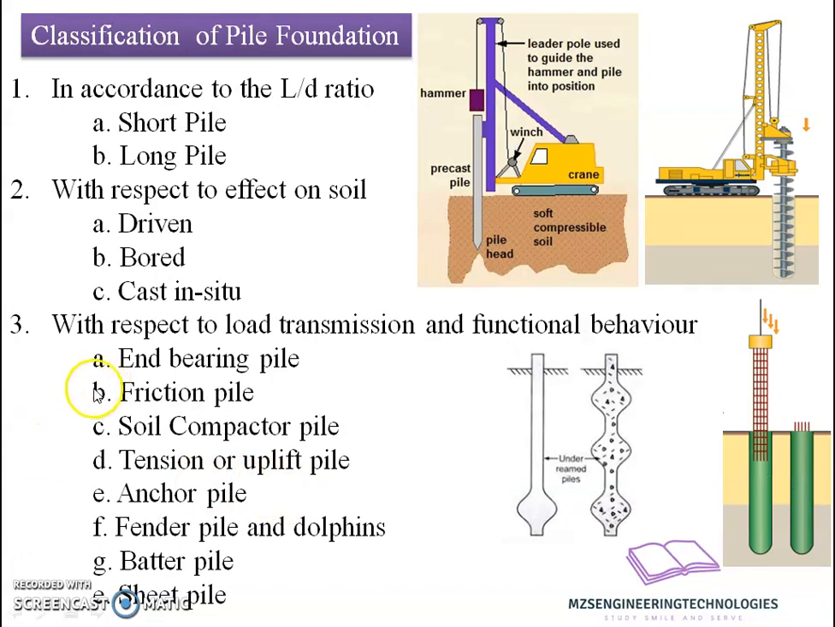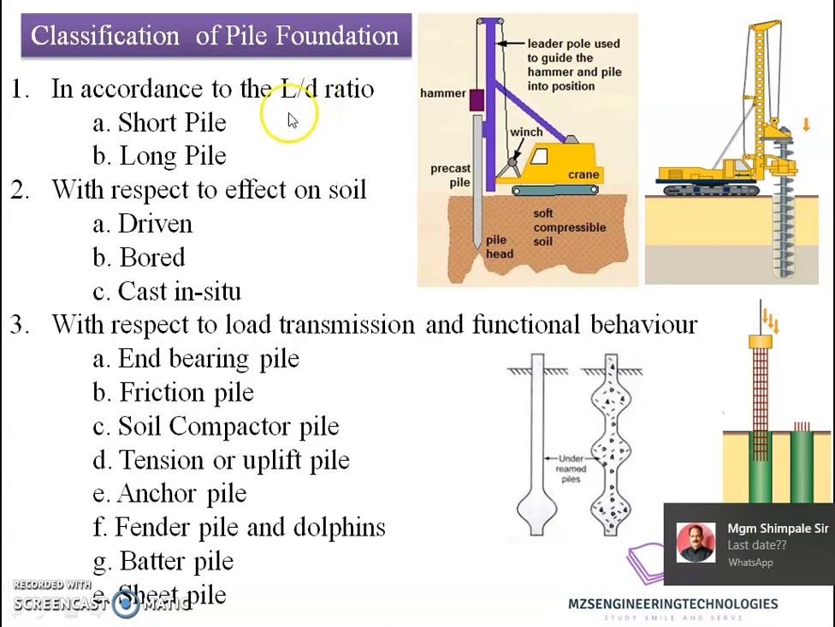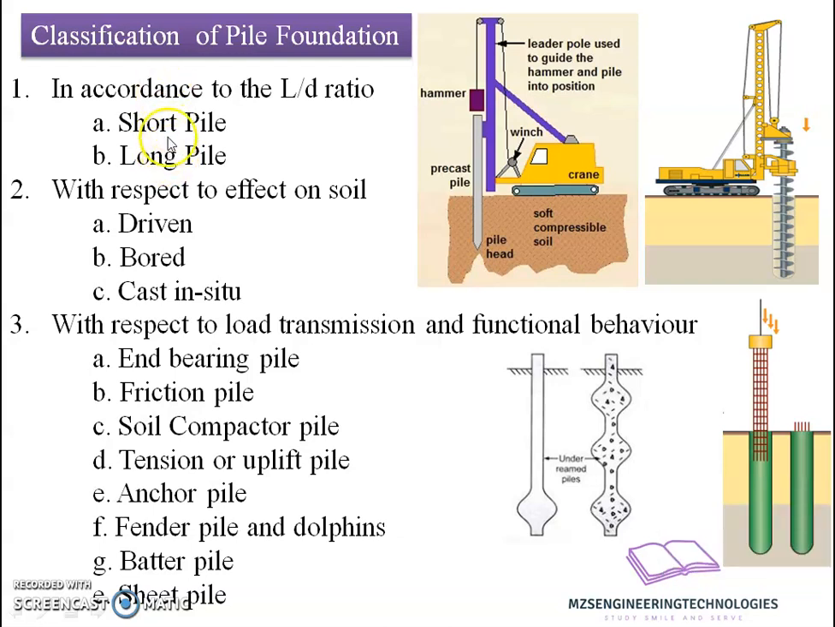So let's go towards the classification of pile foundation. The classification of pile foundation is done under various heads. The very first is in accordance with the length to depth ratio, where depth is the dimension of the member and length is the total length of the member. So the slenderness ratio has a big role in classification. The short pile and the long pile are the two heads under which we classify piles. Piles having an L by D ratio smaller than 4 are generally considered short piles. Piles having an L by D ratio greater than 4 we call long piles.